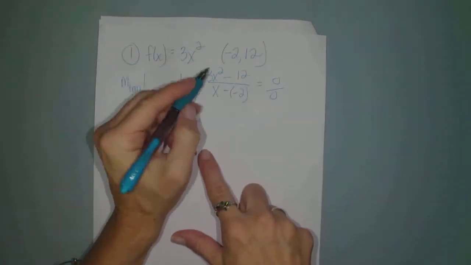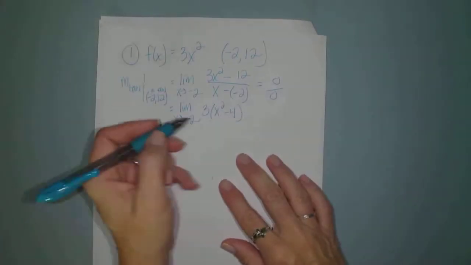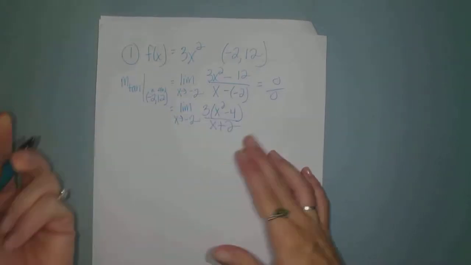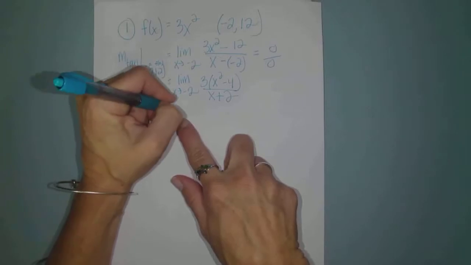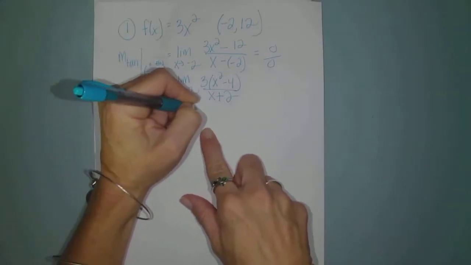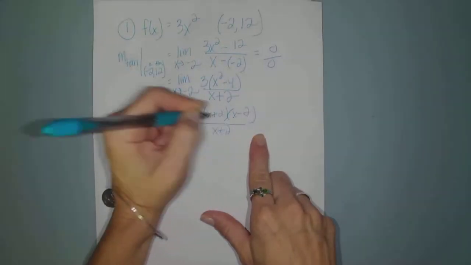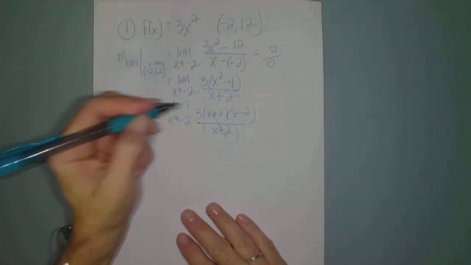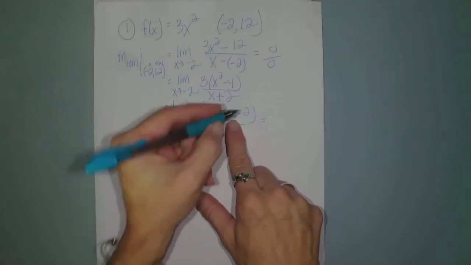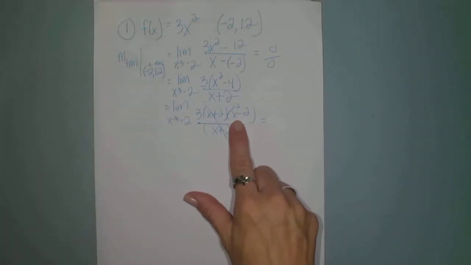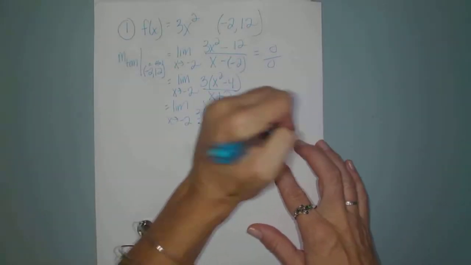On the top, I could factor a 3 out, and I'd be left with x squared minus 4 all over, and I'm going to change the bottom to x plus 2. Then I can factor x squared minus 4, a difference of squares, into 3 times x plus 2 times x minus 2, all over x plus 2. And the x plus 2's drop. So now when I plug -2 in for x one last time, -2 minus 2 is -4, and -4 times 3 is going to give me -12.